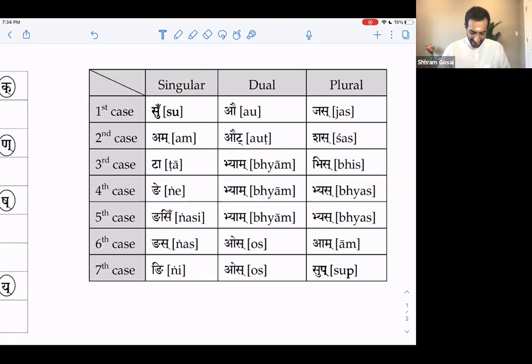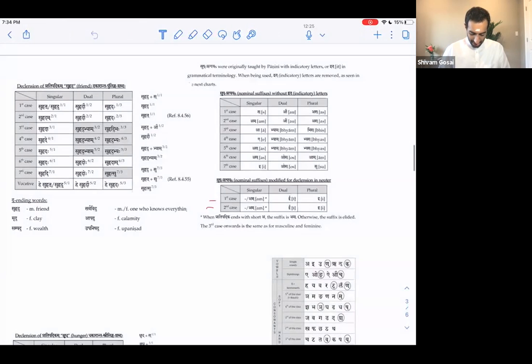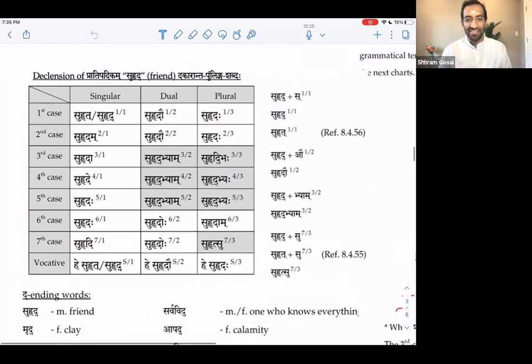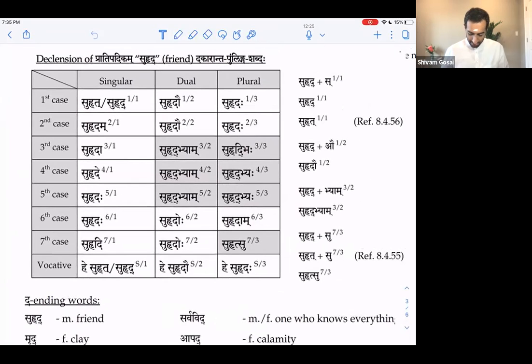So in our last class, we were looking at Marut Shabda, and we were seeing friends of Marut Shabda. So the ones that decline very similarly to Marut Shabda, like Suhrid, right? So Suhrid, we can look at Suhrid quickly. It's a lot of just the addition.